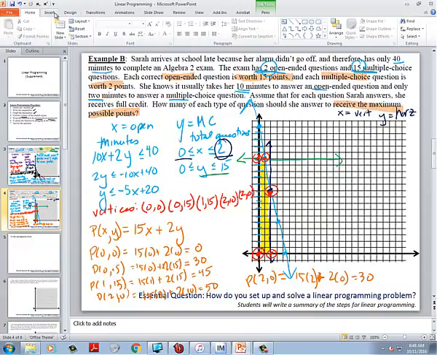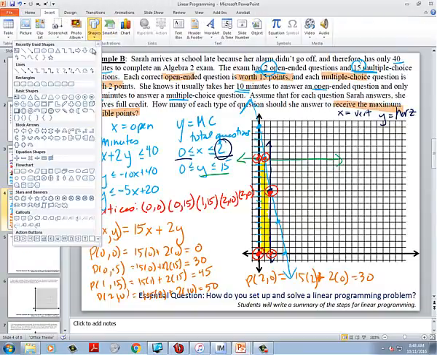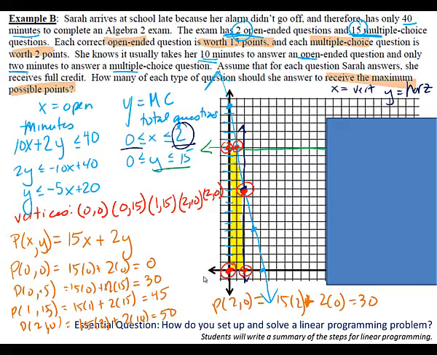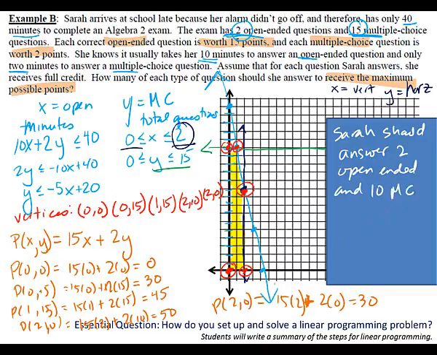I'm going to make myself some white space here so I can write the sentence with you. Or some kind of space. Okay. All right, I'm going to write on that blue square. Check this out. I almost never get to use white. There we go. All right, so Sarah should answer 2 open-ended and 10 multiple choice to maximize her points.